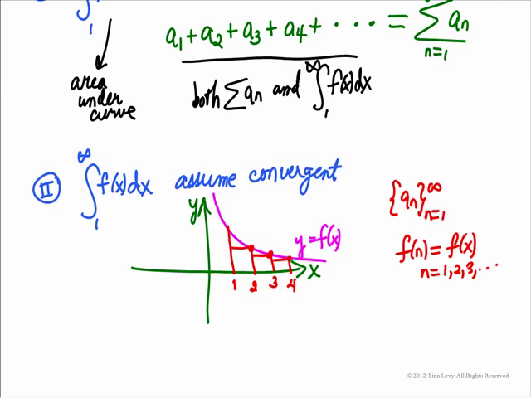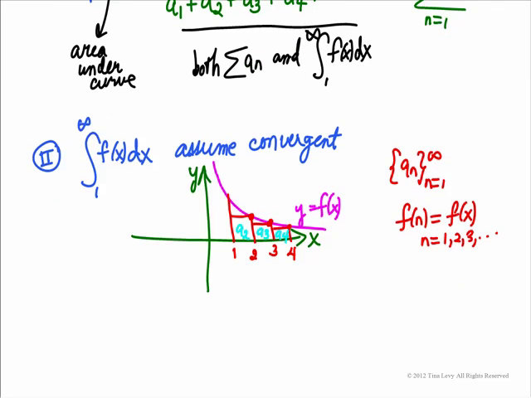So the area of my first rectangle is a sub 2 times 1, then a sub 3 times 1, a sub 4 times 1. If I add up all these inscribed rectangles, I get a2 plus a3 plus a4 plus a5. It's just going to go on and on indefinitely.